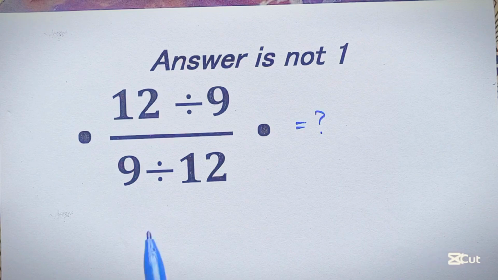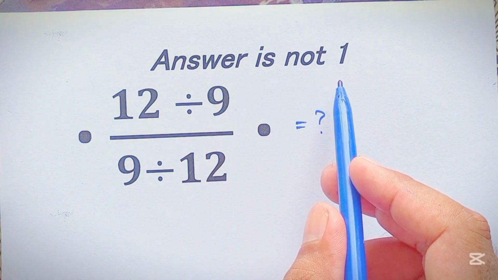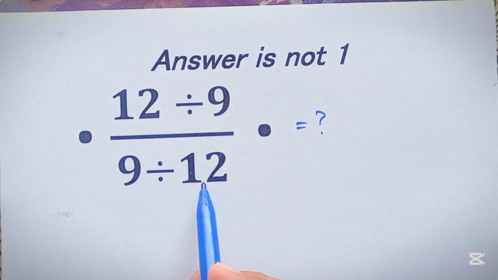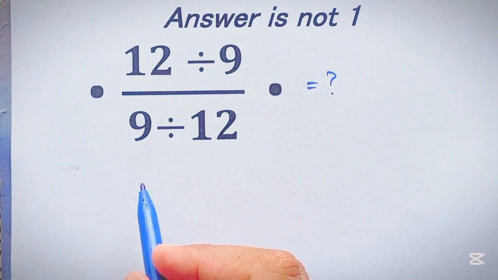Hey friends, do you want to boost up your maths? But keep in mind, its answer is not 1, right. Today we have this maths operation in which 12 divided by 9 over 9 divided by 12. The solution of this operation is as follows.